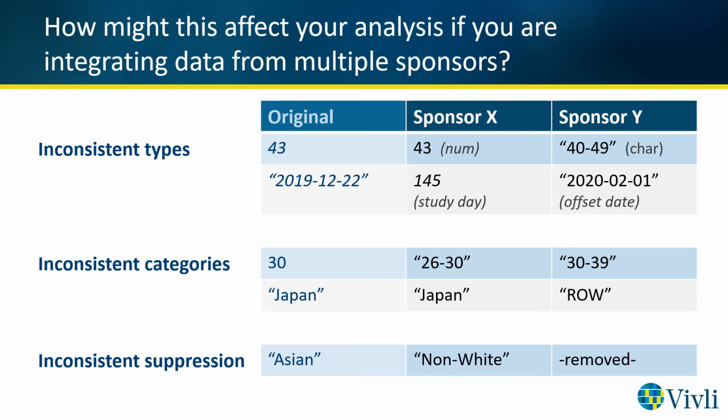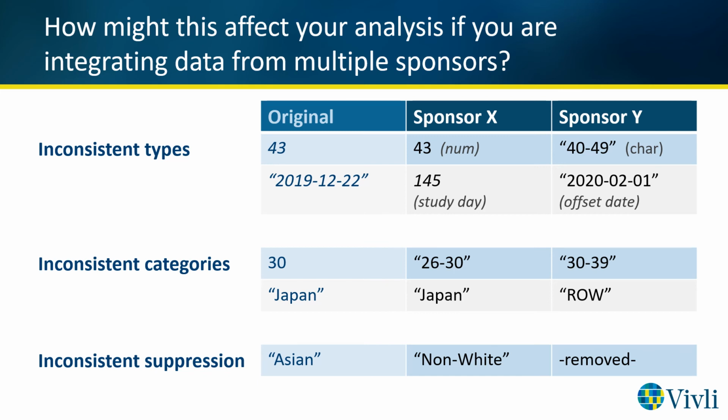Another example is dates, where one sponsor replaced the date with a study day relative to the start of the trial, and another sponsor offsets or shifts the date. And again, there is no easy way to directly compare the two. There can also be inconsistent categories used. So one sponsor can choose different age brackets to generalize the age value from another sponsor. As you can see in this example, the age of 30 is the upper range for sponsor X approach and the lower range for the sponsor Y's approach.